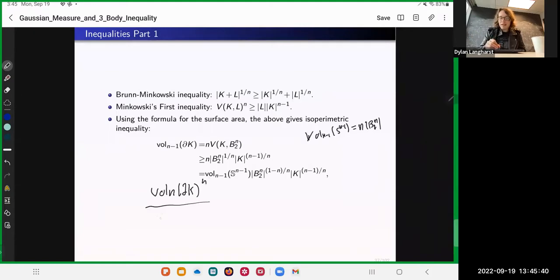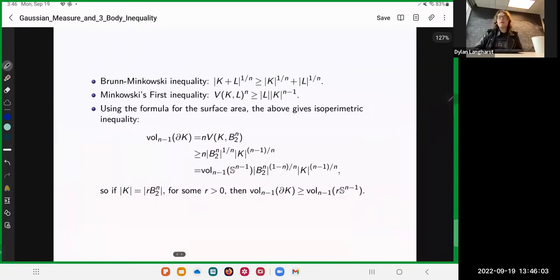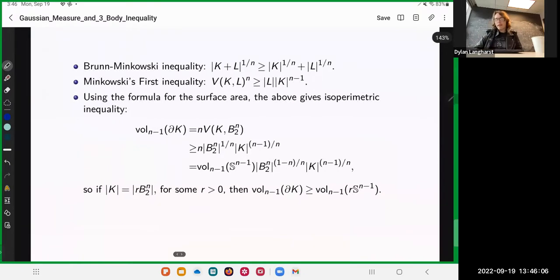So this is the volume of K to the n minus 1, greater than or equal to the volume of the unit sphere over the volume of B2n to the n. So this ratio is minimized by the unit ball. And another way to write this is if you replace K with the Euclidean ball of the same volume, then that tells you among all convex bodies with the same volume, actually all compact Borel sets closed under Minkowski sum, that the ball has the minimal surface area.